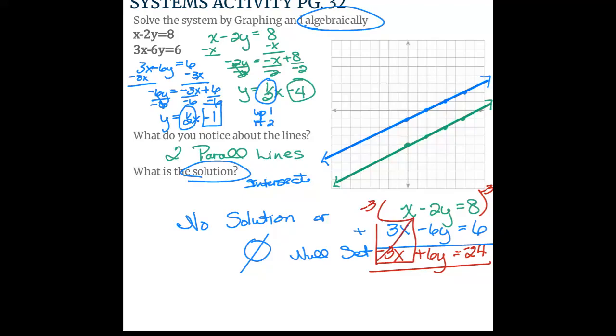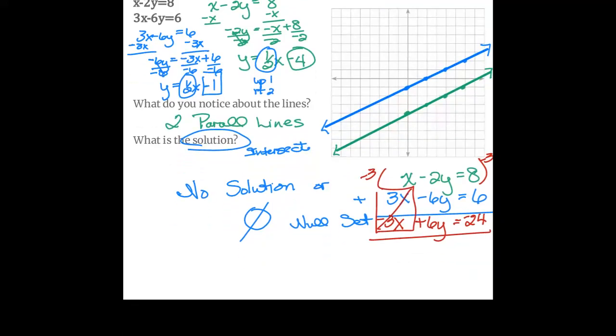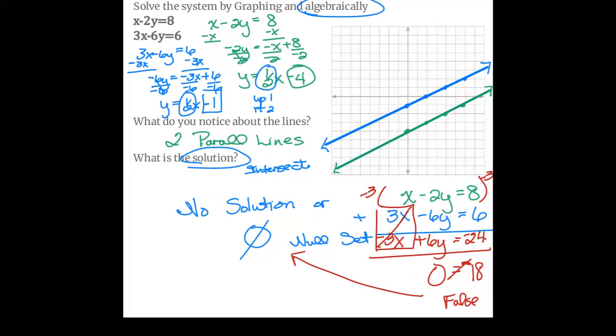They cancel out. But wait a minute, what is this -6y plus 6y? What do I get when I add those together? 0 equals, and what is 6 plus -24? -18. Is 0 equal to -18? No, this is false. So that's why this means no solution. Because that is actually false, that means no solution, okay? Any questions on that?